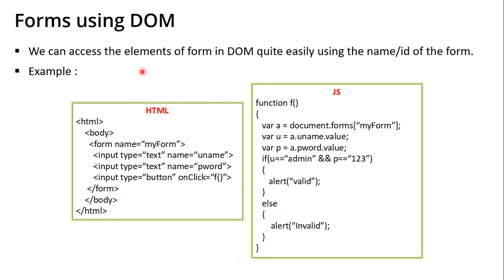So here in the HTML form we are providing a username and password, and on the button click event we are calling this function, and in it we get the values of username and password. If it is admin and password 123, then it gives valid, otherwise it gives invalid. So this is forms using the DOM.